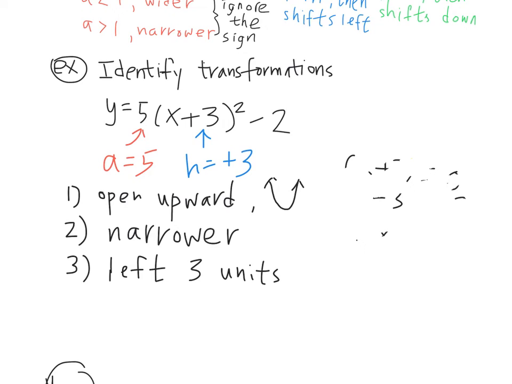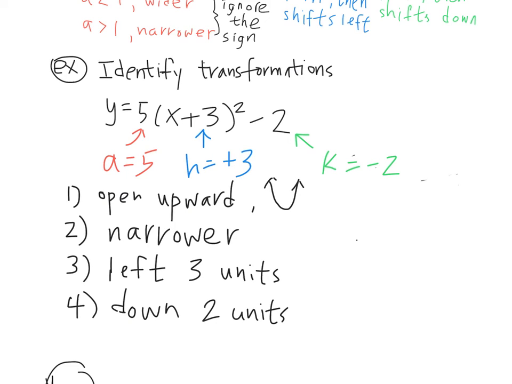Now we have our last transformation, the last shift. The last shift is the -2, and that's k. So k is -2. So if k is -2, what happens when it's negative? It means it shifts down by 2 units.